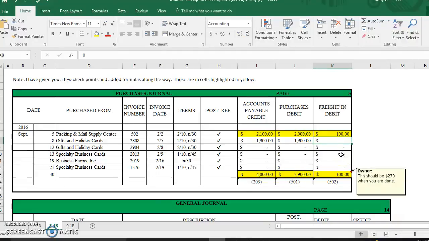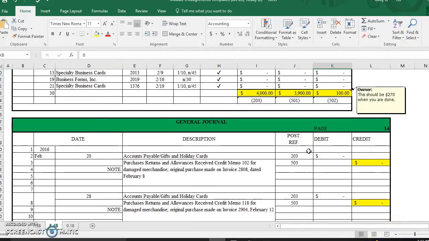And then once you get done with that, again, you will go down here and you're going to handle some of your general journal transactions. For example, on this one on February 20th, it says 1 box of cards purchased on February 8th from Gifts and Holiday Cards was water damaged. So you got a credit memorandum for $200. So your accounts payable is now going to go down, or you're going to get your credit for $200 there. And there's your $200 credit again.